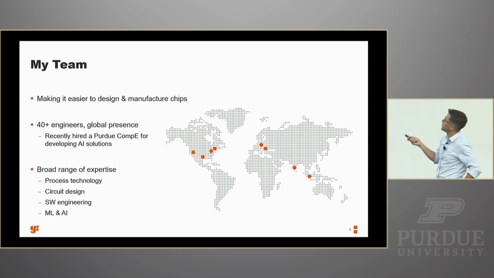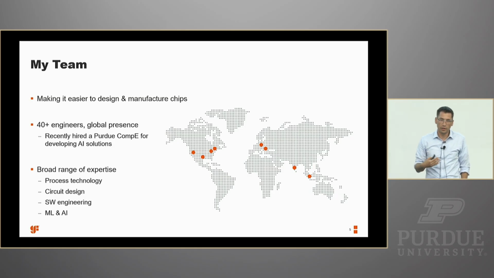I'll try to use the clicker here. So we have fabs in Global Foundries in Malta, New York, in Burlington, Vermont, in Dresden, Germany, and in Singapore. So I have people at those facilities that are working with, say, some of the manufacturing team. But again, we're not doing manufacturing. I'll get more into what we do in a moment. They also have team members in California, Texas, Bulgaria, and India, in some of our engineering centers as well.